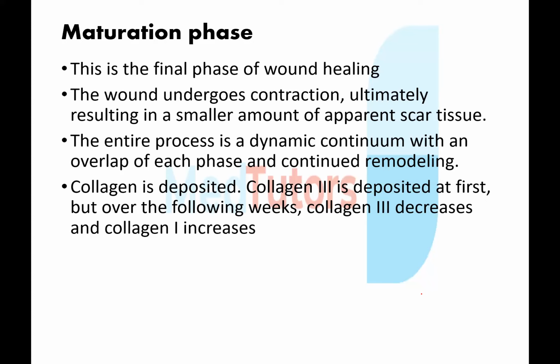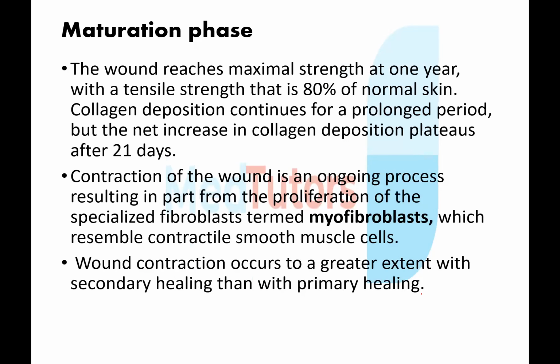Here, what happens is collagen is deposited. What type of collagen? Type 3 collagen is deposited at first, but over the following weeks, the type 3 collagen, which is less stable, decreases and is transformed. There is deposition of more stable type 1 collagen. So there's a reduction in the amount of type 3 collagen and an increase in type 1 collagen in a maturing wound.